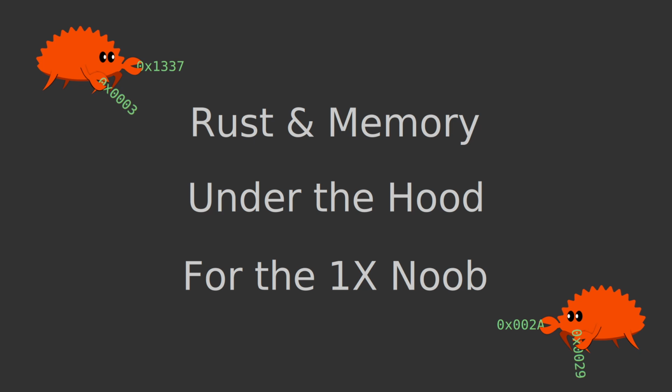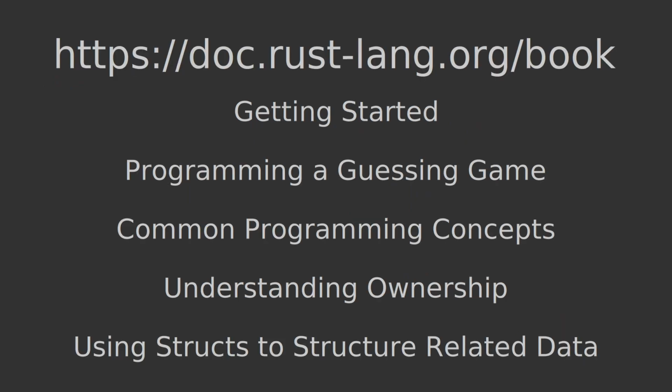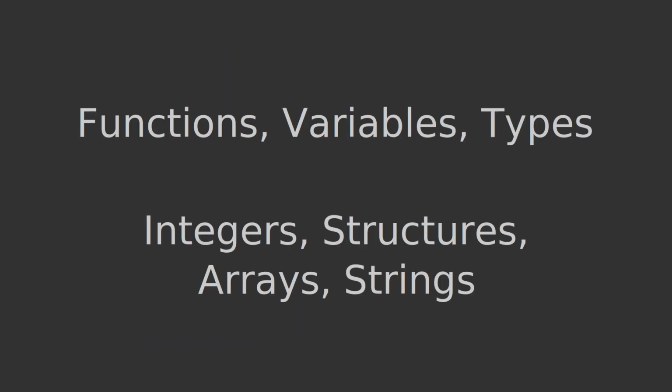To benefit the most, it would be useful if you've at least covered the first 5 chapters of the Rust book, from getting started through to using structs to structure related data. In particular, you should be familiar with concepts such as functions, variables, and types. For example, integers, structures, arrays, and strings. The first 5 chapters of the Rust book will help you with this.